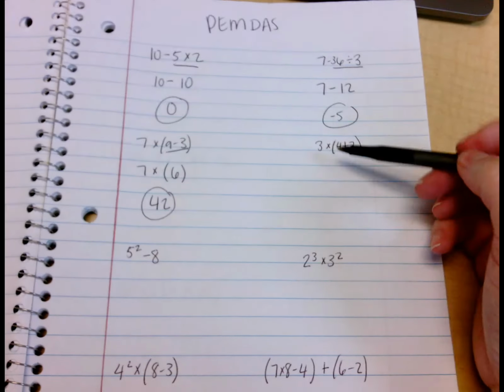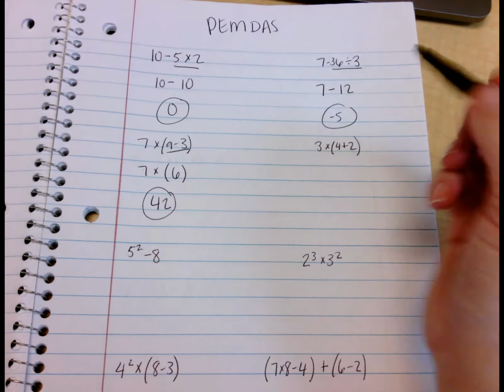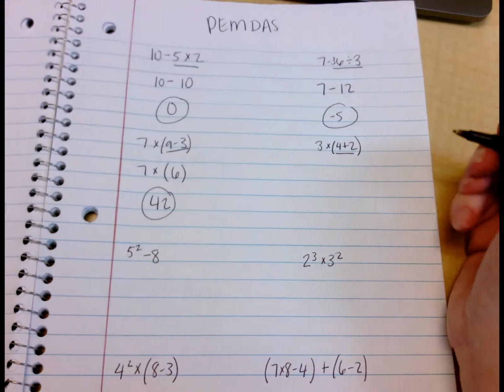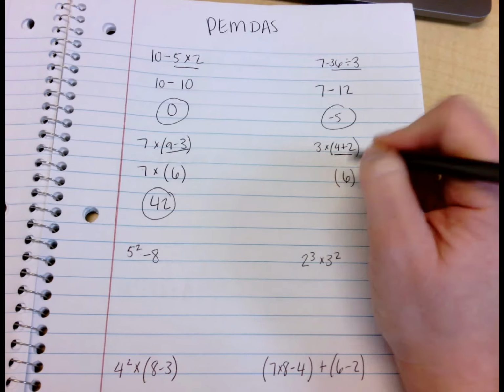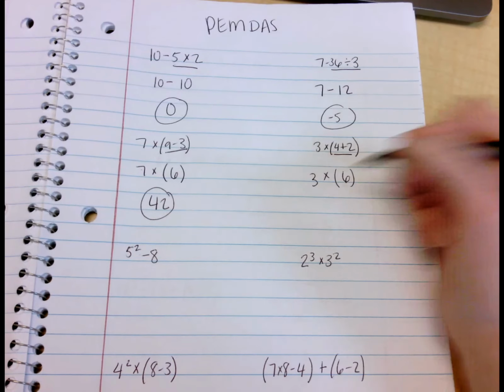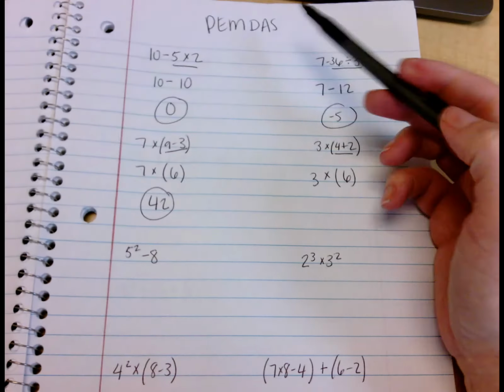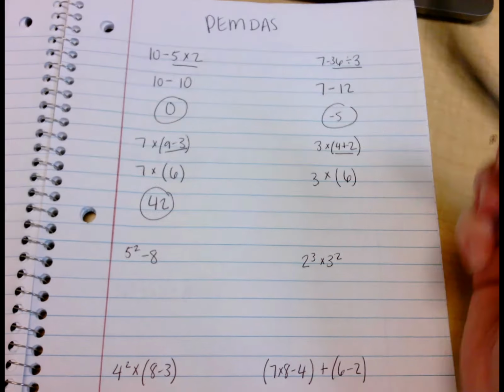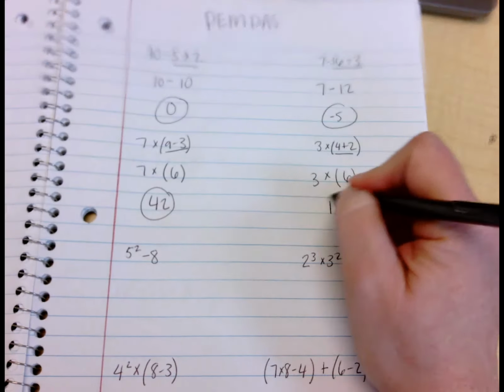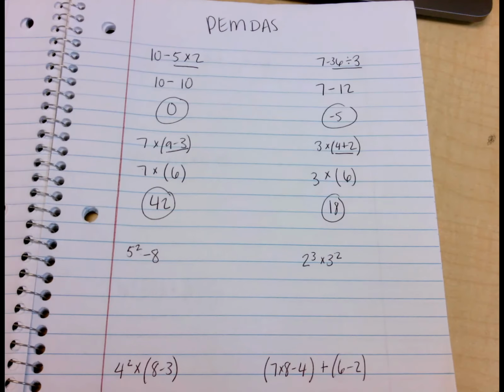Okay, next one we have parentheses. So again, we want to take care of that first. So 4 plus 2 is 6. And then we bring down everything else. And we have no exponents, but we do have multiplication. So we can do 3 times 6 and we'll get 18. Okay, so final answer on that one.